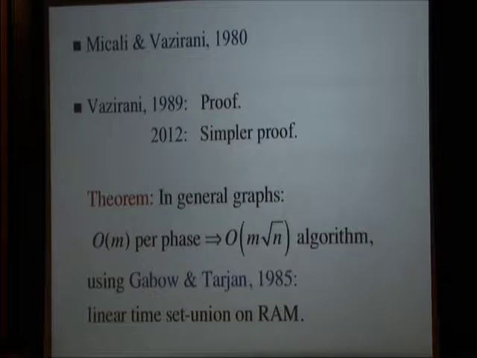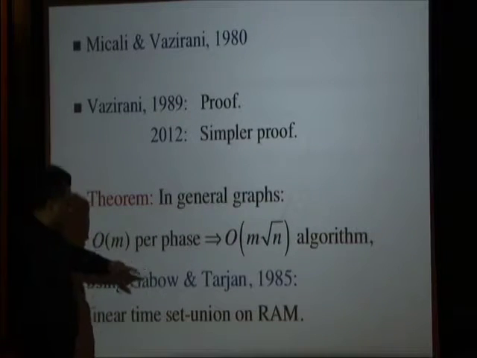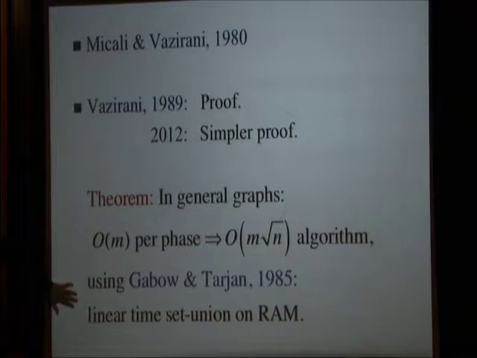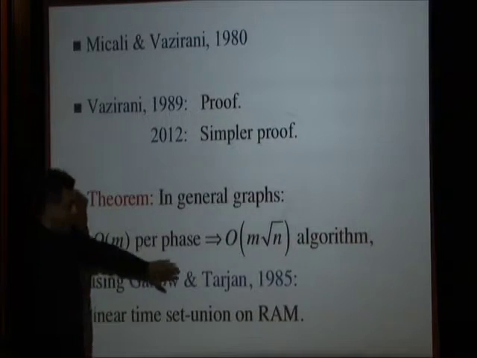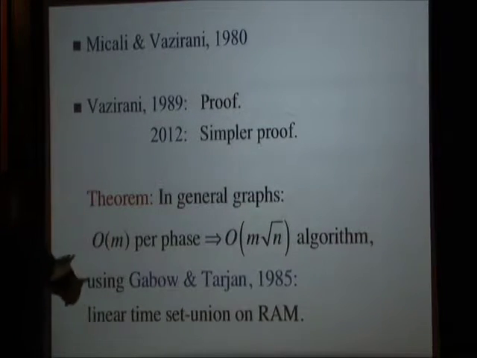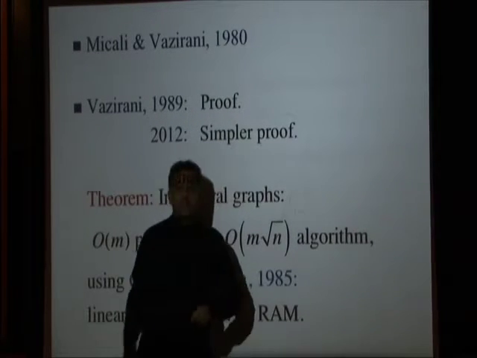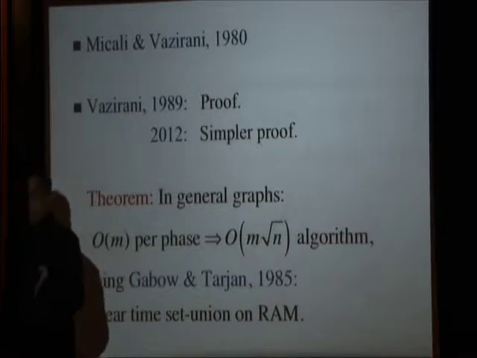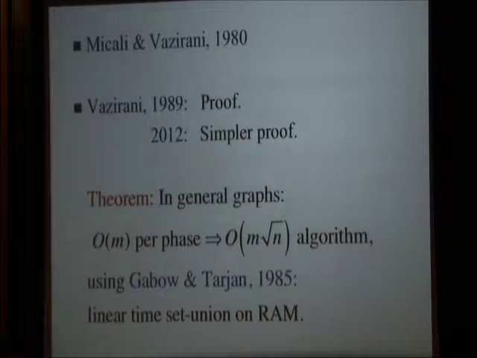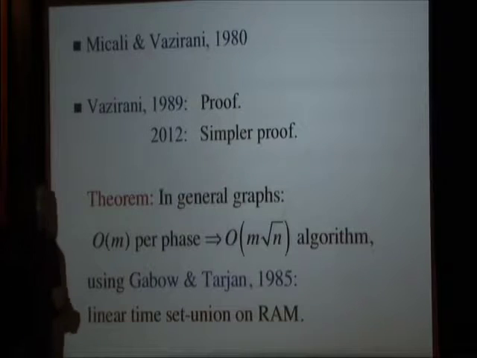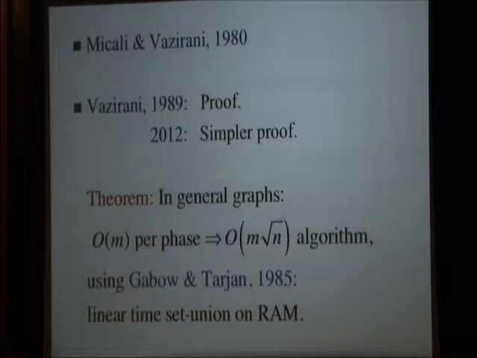But as a result, to get order m per phase, we do need a result of Gabow and Tarjan, which actually came later. Okay, but if you don't use this result, then you can use Tarjan's union-find algorithm, and that will multiply this by an inverse Ackermann function, which is at most 4 even if the number of edges is the number of molecules in the universe. But it's not linear time, so we're not happy with that level of inefficiency, right? So anyway, that's where things are.